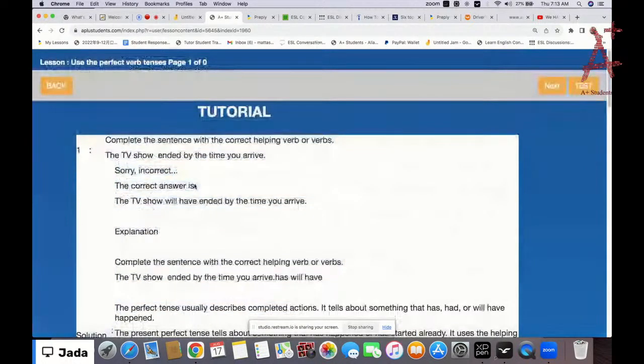Okay, so now we have this example here. Complete the sentence with the correct helping verb or verbs. The TV show dash ended by the time you arrive. So the TV show will have ended. Will have ended, and when we have will have, that's gonna be the perfect tense, because the perfect tense describes a completed action and it tells about something that has had or will have happened.